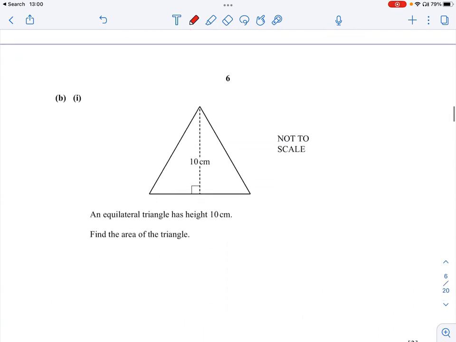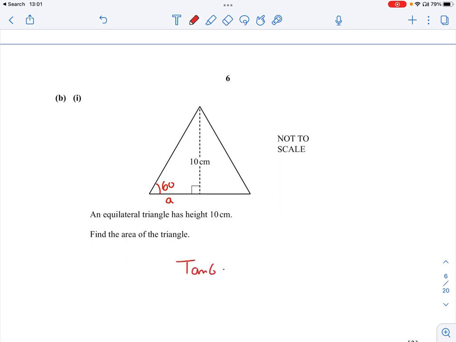Next, the equilateral triangle has a height of 10 centimeters. Find the area of the triangle. So the triangle area has been asked. Now he's asking us to find the area. So this angle is theta, which is 60 degrees. This is side A upon 2, or A. So then I know the height is nothing but what? 10 centimeters. So what am I going to do? I'm going to find tan 60.